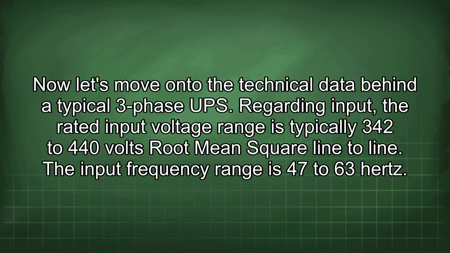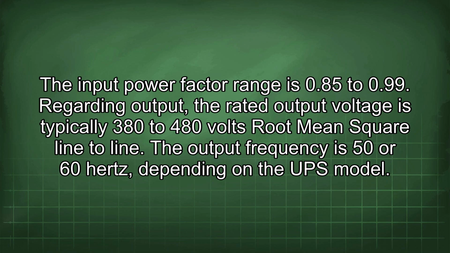Regarding input, the rated input voltage range is typically 342 to 440 volts root mean square line to line. The input frequency range is 47 to 63 Hz. The input power factor range is 0.85 to 0.99. Regarding output, the rated output voltage is typically 380 to 480 volts root mean square line to line. The output frequency is 50 or 60 Hz, depending on the UPS model.